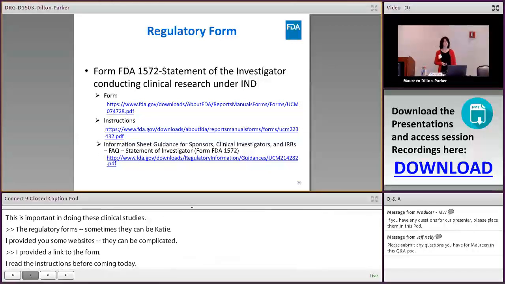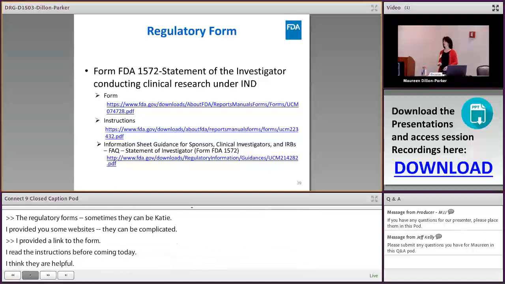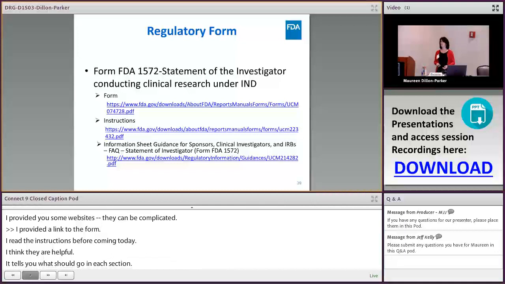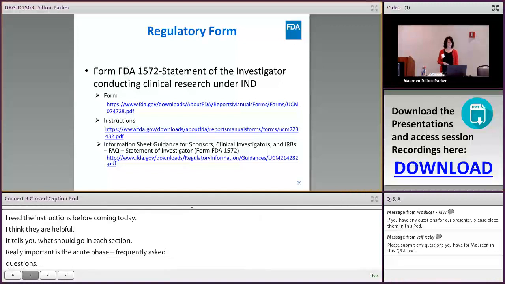And then, really important is the frequently asked questions. So if you do have questions while you're going through the form, look at this guidance document, because chances are somebody else had the same question and they've already addressed what the answer is. So take a look at that. I found that really, really helpful.